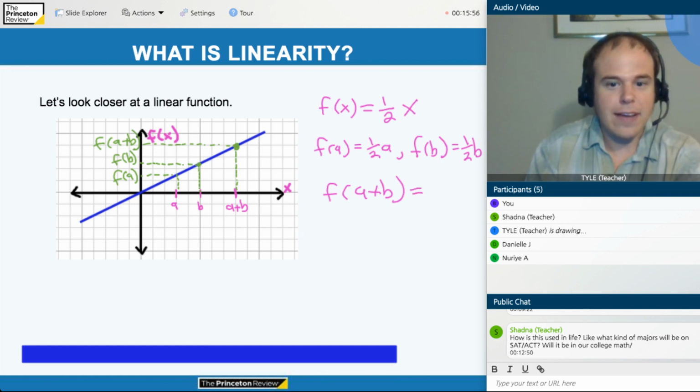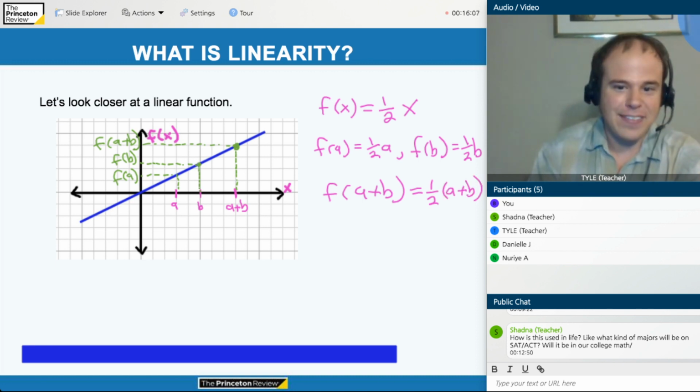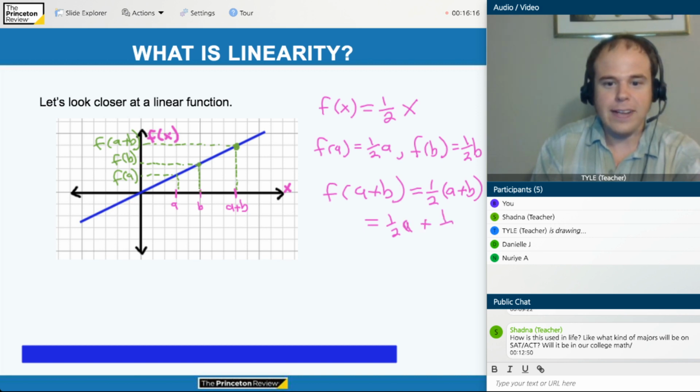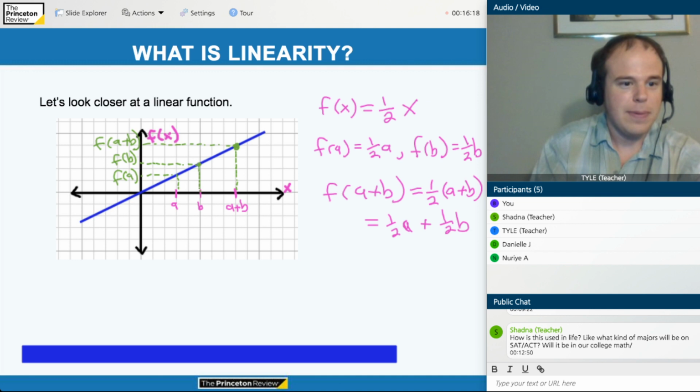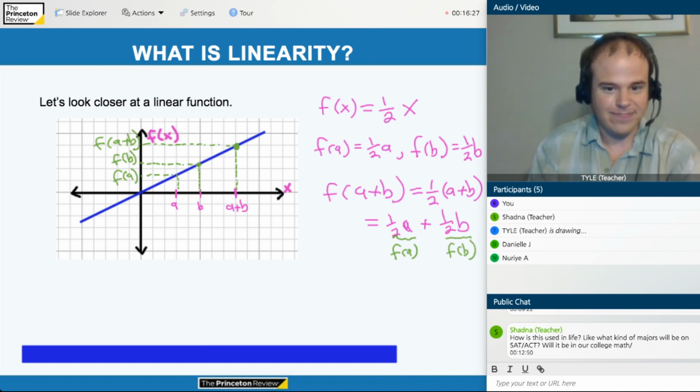Okay, so when x equals a plus b, I can still use the formula that I have, f of x equals 1/2 x, to say that f of a plus b is 1/2 of a plus b. But now notice that I can distribute the 1/2 across the a and the b. So this is the same as 1/2 a plus 1/2 b. But the key insight here is that 1/2 a is just what we had for f of a, and 1/2 b is the same as what we had for f of b.